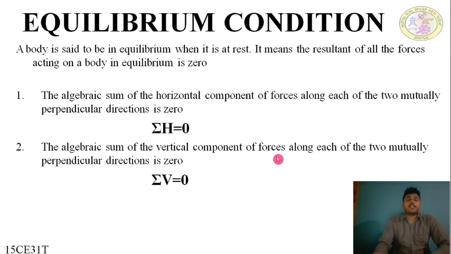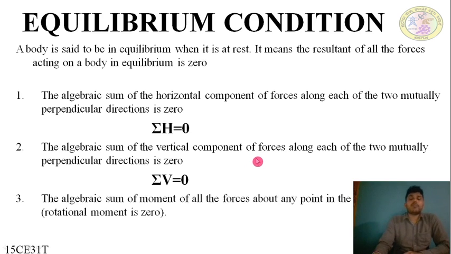Next, sigma h equal to 0 is the first condition, where the sum of all the horizontal forces will be equal to 0. Second condition is sigma v equal to 0, where all the vertical components of the force sum to 0. And the third condition is the algebraic sum of moments of all forces about any point in the plane is 0. The summation of moments should also be equal to 0. That is, the rotational moment is 0. The sum of all the moments at any point should be equal to 0. Then only the body is said to be at rest, or in equilibrium condition. Sigma m is equal to 0.